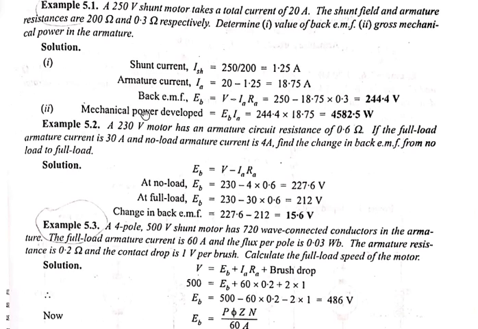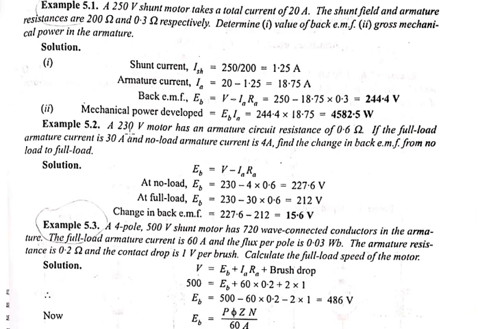So then mechanical power developed in the armature is equal to EB into IA, 244.4 into 18.75, that is 4582.5 watt.